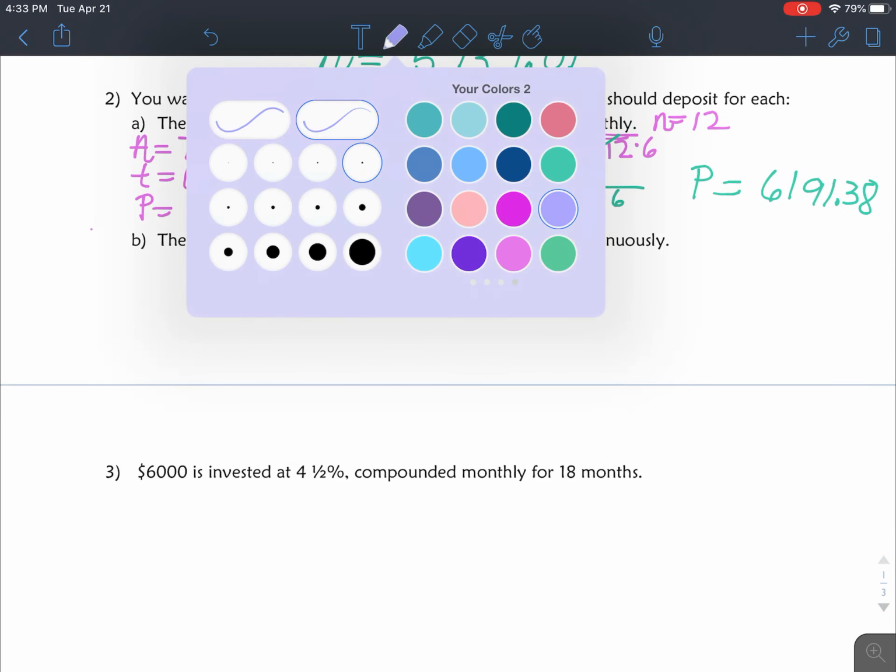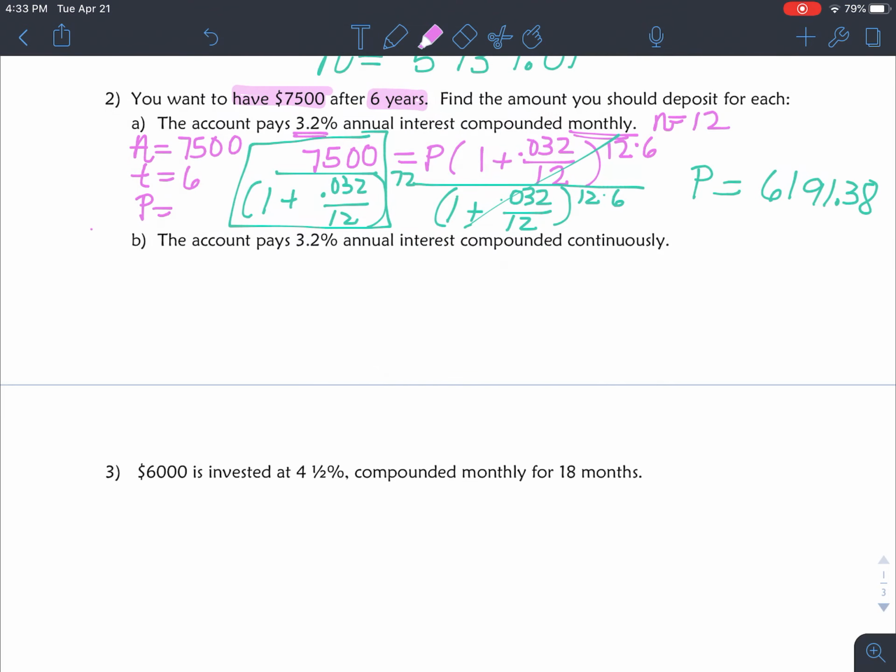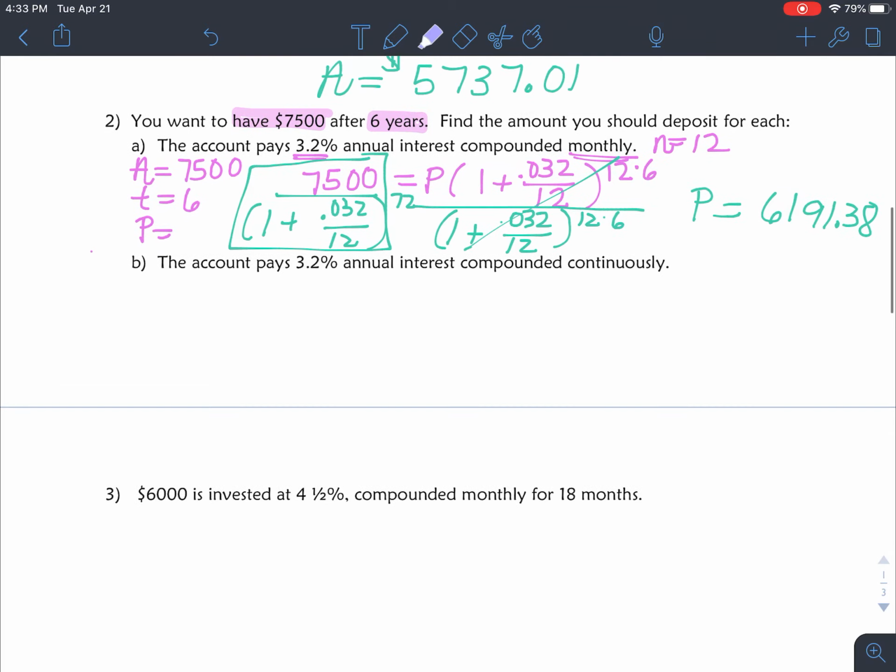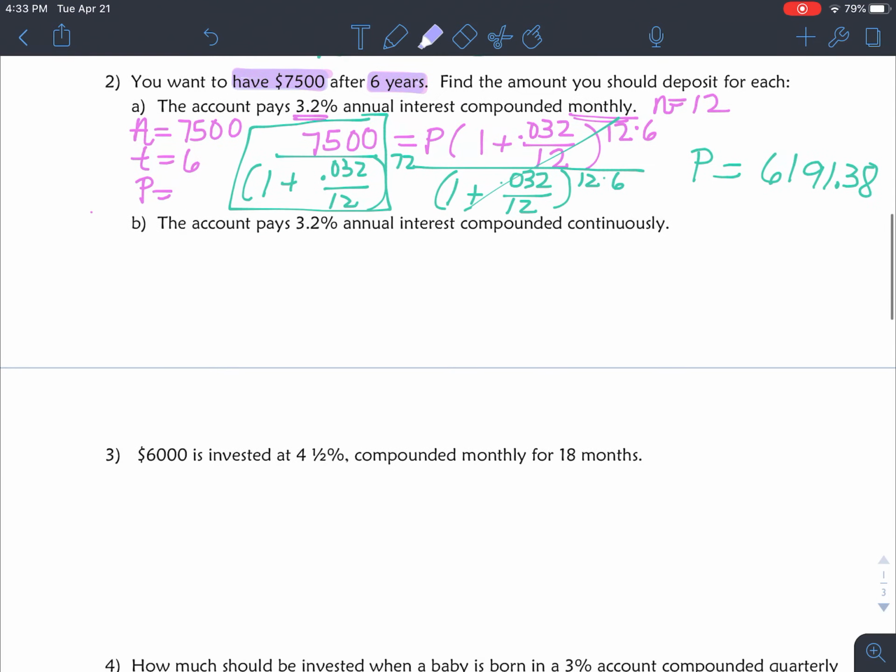Again, make sure you are getting the same answers. Now, let's read the next one. It says the account pays, again, the same given information. We want to have $7,500 after 6 years. But our account pays the same 3.2%, but it is compounded continuously. So we will use our A equals P e^(rt).